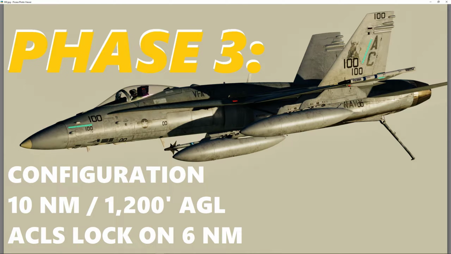This is Juice, and today's video is going to be covering what I call Phase 3 of the Case 3 approach. And I call this phase, loosely, the configuration phase. This is where you're reaching the 10-mile mark, you're at 1200 AGL, and you're flying from the 10-mile mark to the 6-mile mark to do the communications and get the needles locked on and everything configured up, and basically try to be on speed. And so it's going to go fast.